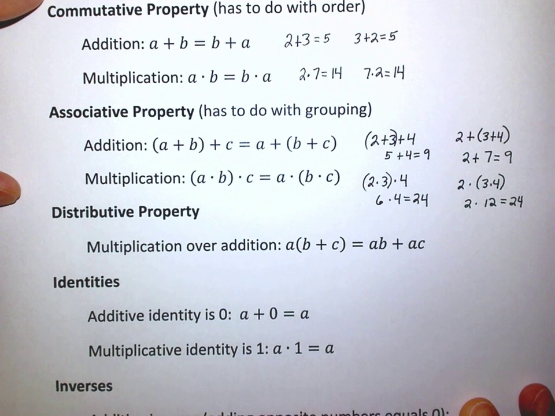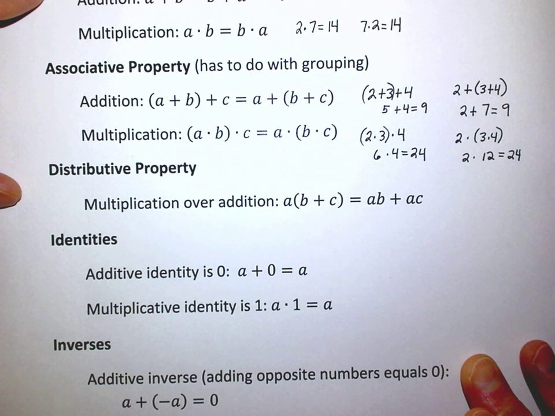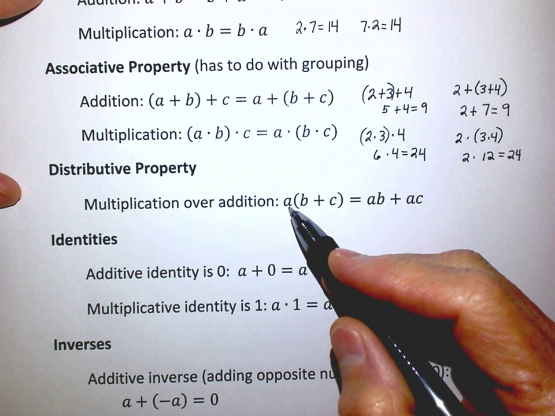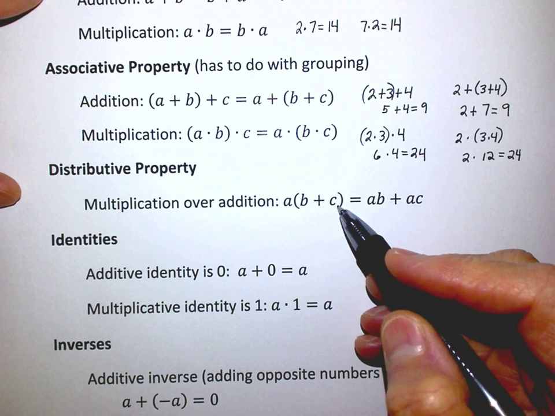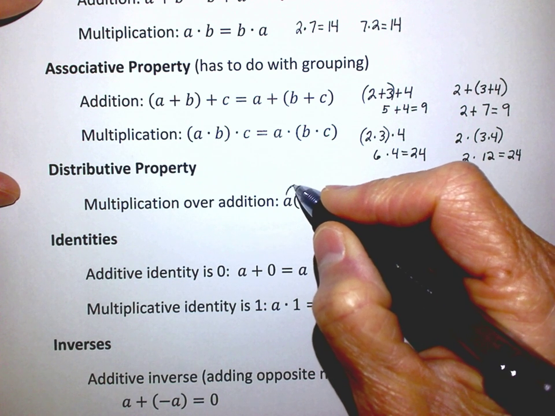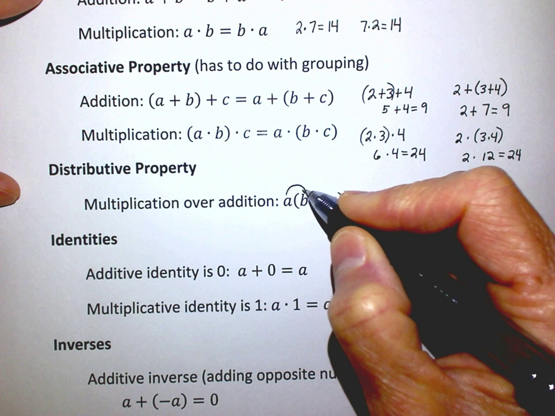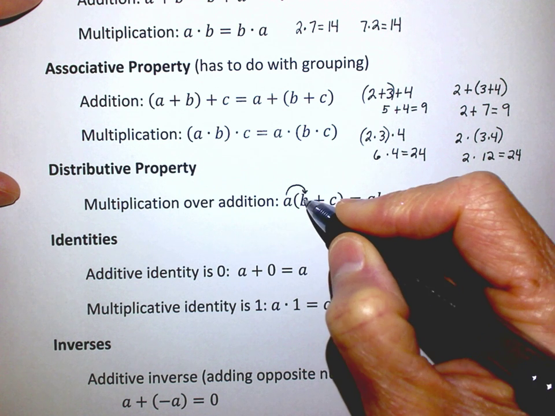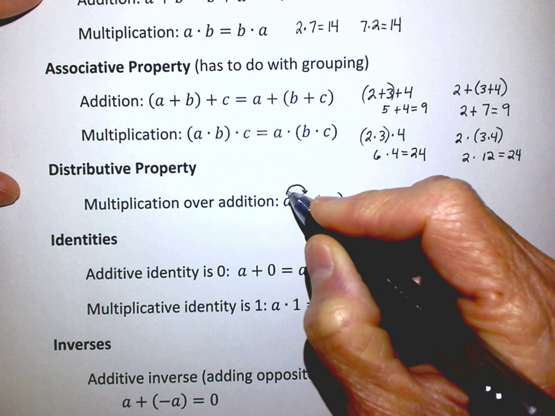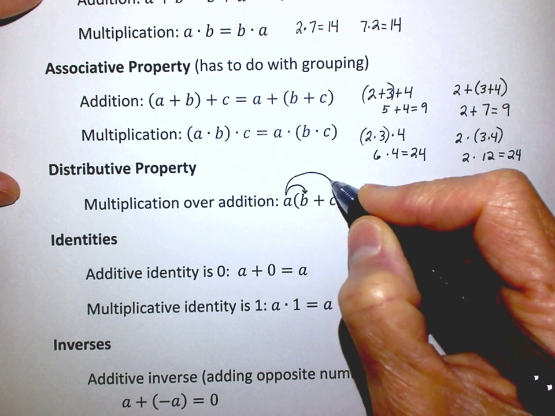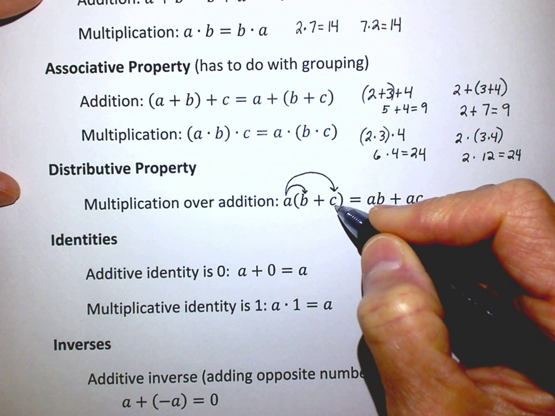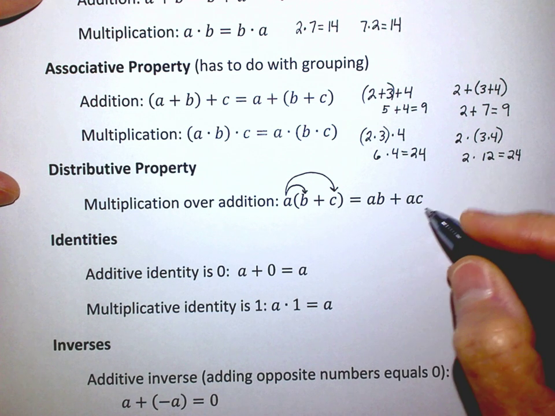The distributive property of multiplication over addition tells me that if I have a number in front of the parentheses, or a letter, I have to distribute over the parentheses. So I have to take a times b and add it to a times c. Let's try an example.